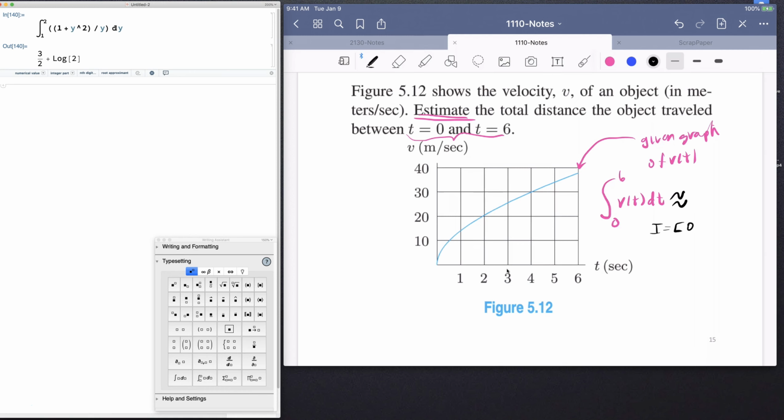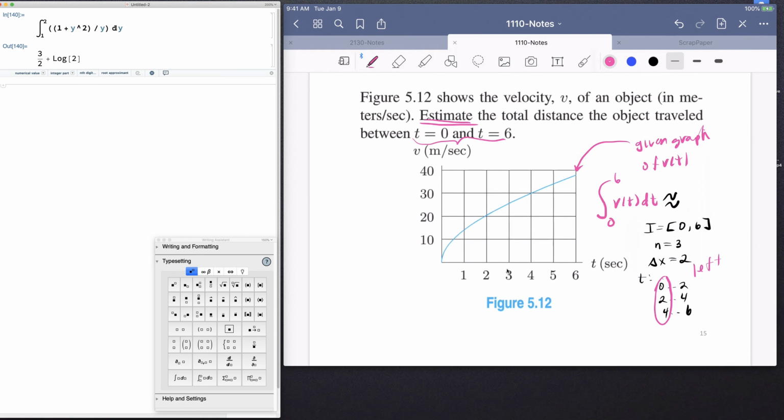So notice that we've got a time interval from 0 to 6. If, for example, you wanted to split that into 3 rectangles, right, you would then have a delta x equal to 2. So we would have our time intervals being split up into 0 to 2, 2 to 4, 4 to 6. And then you would have to choose perhaps left endpoints or right endpoints. It just depends on the work that you show.